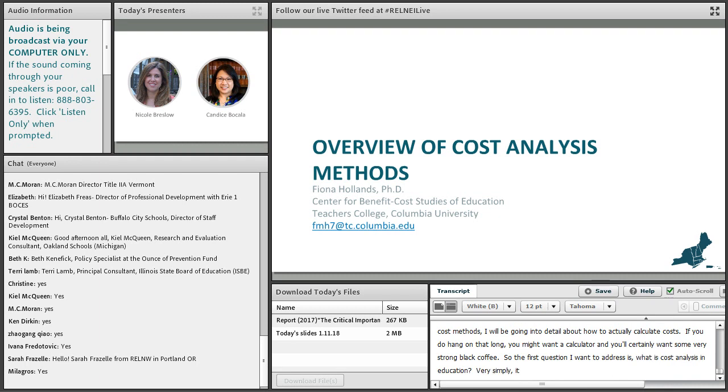Very simply, it involves the identification of all resources or ingredients that are needed to implement a program. These include personnel time for planning, execution, and training, which often constitute 70 to 80% of all program costs for educational programs. They also include things like materials and equipment, facilities, transportation, and other support services.